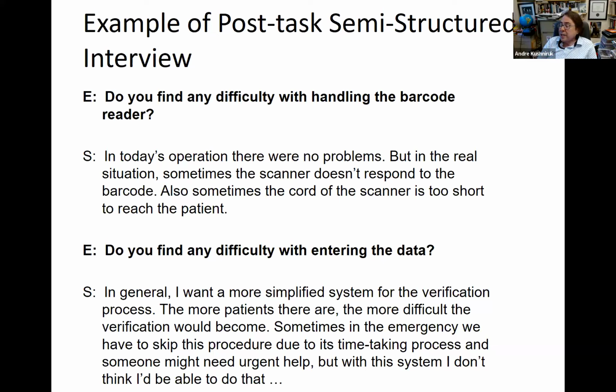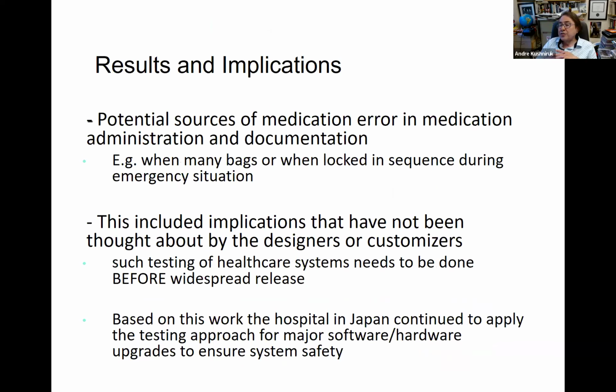But more interestingly, they also said, in general, they wanted a more simplified system for verification. The more patients there are, the more difficult the verification will become. Sometimes in an emergency, we have to skip this procedure due to its time-taking process, and someone might need urgent help. But with this system, I don't think I'd be able to do that. So what we recommended was actually building in an emergency override. But the implications of this is that there were a number of other potential safety issues that had to be addressed before it went live.